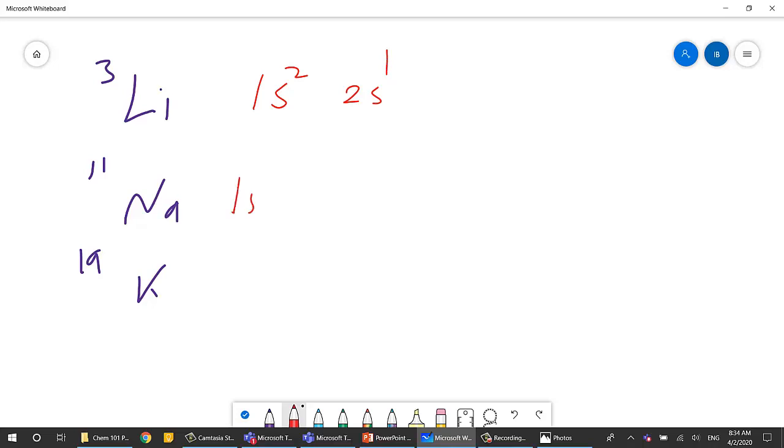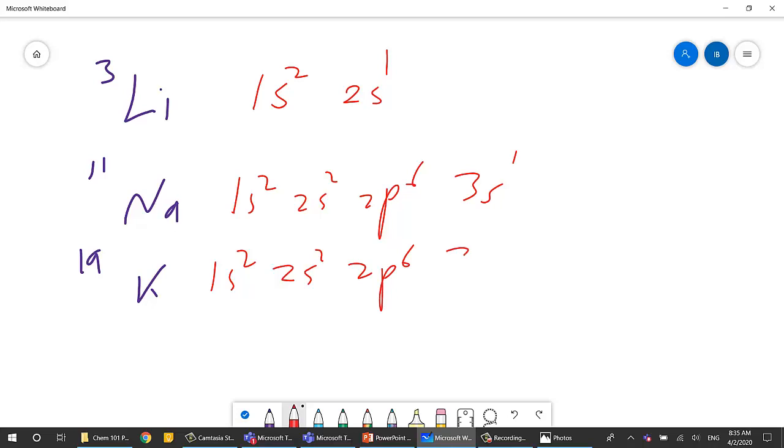For 11, that means you have to fill 1s2, 2s2, all of the 2p6, and then 3s1. If you add this, it's going to be 11. For potassium, it's 1s2, 2s2, 2p6, 3s2, and then 3p6, 4s1.